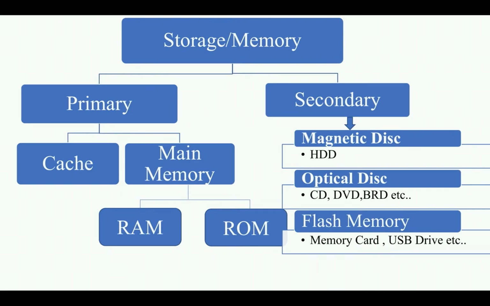Here is the part of secondary memory called magnetic disks, which includes hard disk drive and floppy disk drive. Optical disk, which includes compact disc, digital versatile disc, and Blu-ray discs. Flash memory, which includes memory card, USB drive, etc.